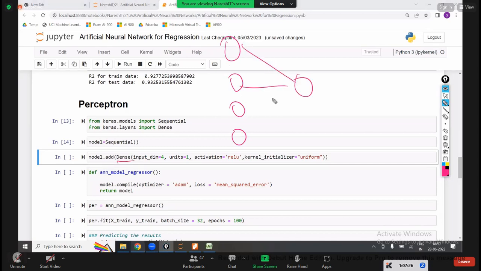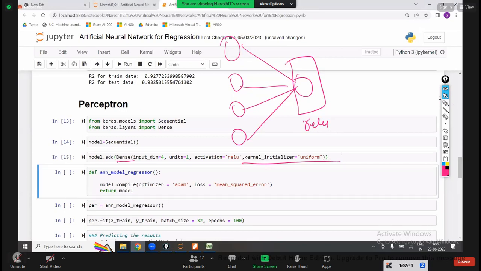Is that clear, guys? Now, that is machine learning, and this is with respect to deep learning. Here, if you apply machine learning, you get a train accuracy of 92 and a test R square of 93. If you apply deep learning, that is the artificial neural network perceptron model, you get this one.